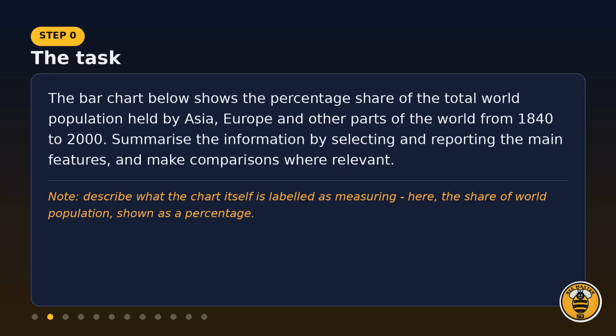Here is the task. The bar chart shows the percentage share of the total world population held by Asia, by Europe, and by other parts of the world from 1840 to 2000. Notice what the chart itself is labeled as measuring. Always describe the thing on the axis in front of you and never invent a cause for it.